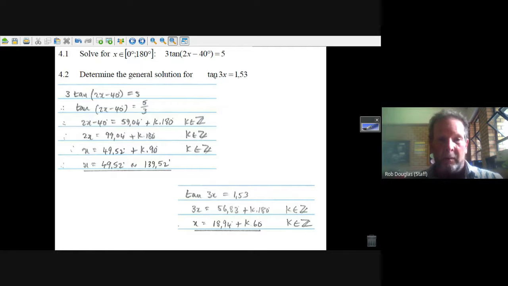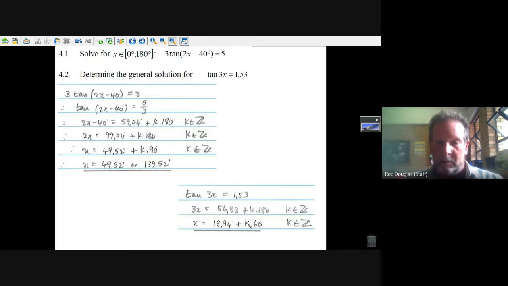Let's look at this other little question here. Determine the general solution for tan 3x equals 1.53. This is even easier. Ask your calculator, shift tan of 1.53, and it tells you 56.83. That's one solution, but it repeats itself every 180 degrees. But that's what 3x equals. You want to find out what x equals. So you divide everything by 3.